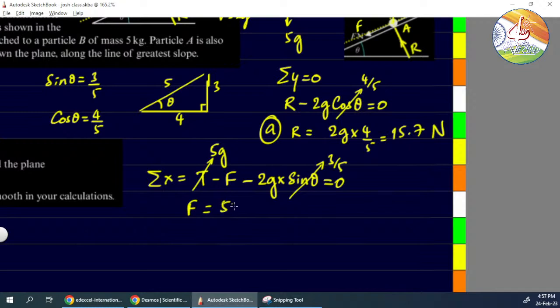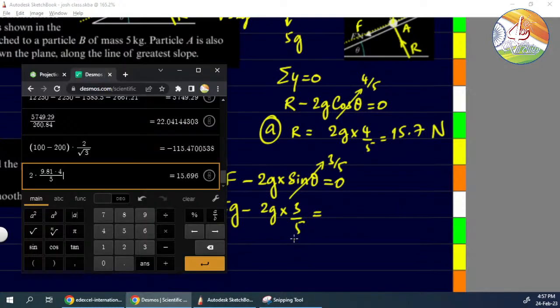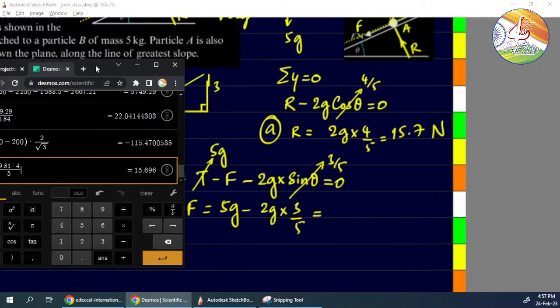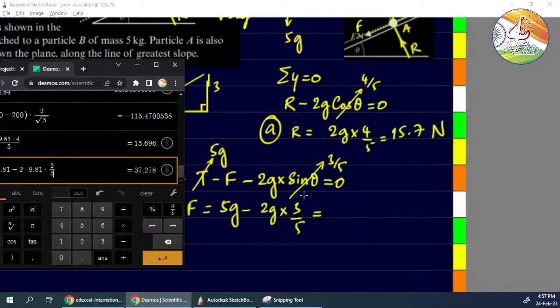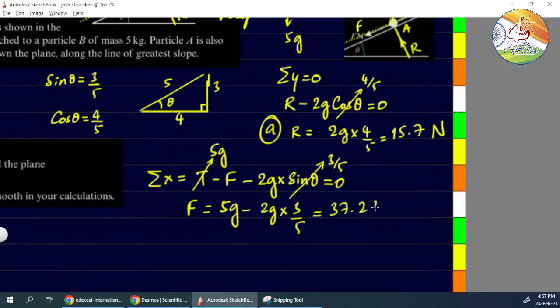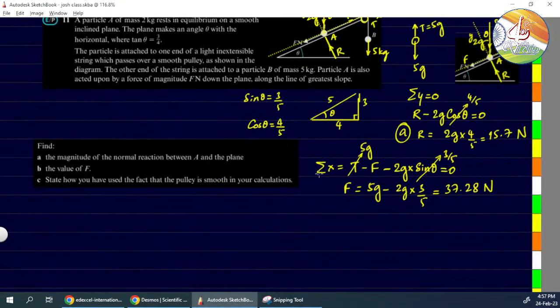F is the only unknown. So F equals 5g minus 2g into 3 by 5. What do we get? Five into 9.81 minus 2 into 9.81 into 3 by 5. 37.28 newtons. So B bit is also solved.